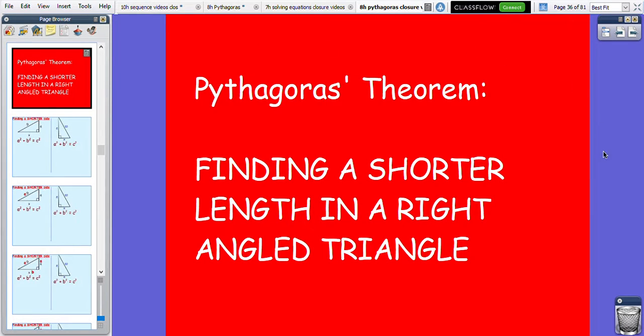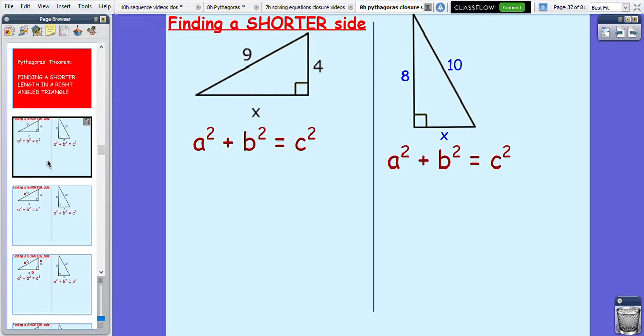Okay, good morning guys. In this video we're going to be looking at using Pythagoras' theorem, but today we're going to be trying to find a shorter length in a right angle triangle. So, recap of last lesson, Pythagoras' theorem is a squared plus b squared equals c squared.